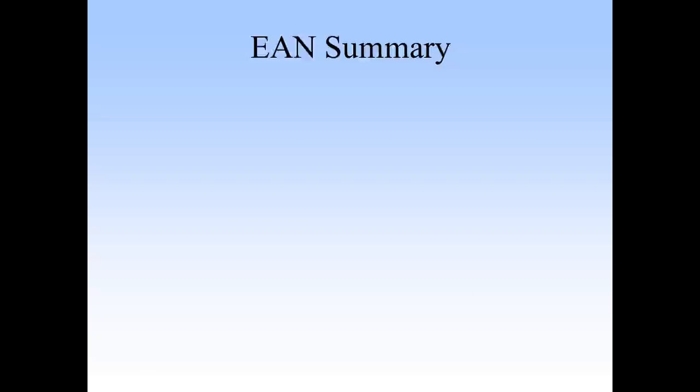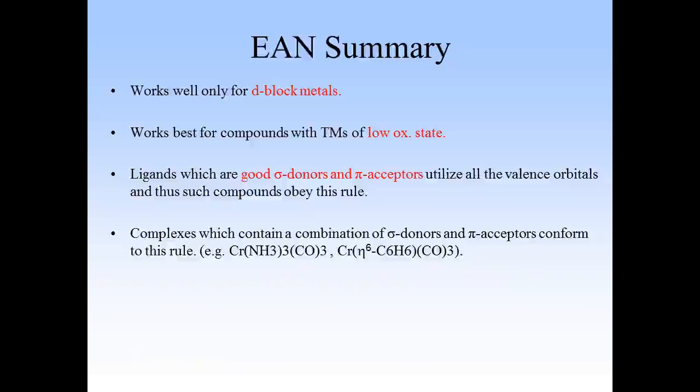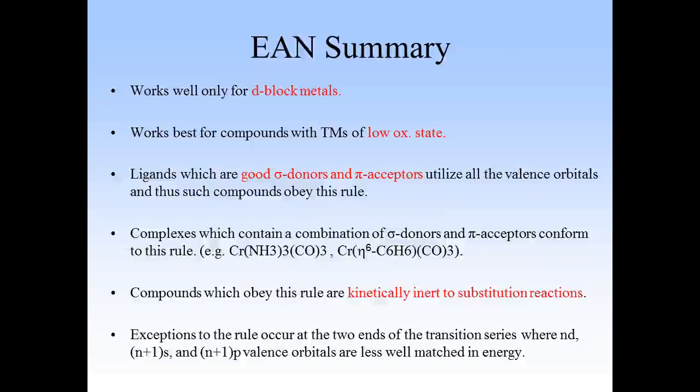Here is a summary of the 18 electron rule, or EAN, which is known as the effective atomic number rule. It works well only for the d block elements, and it works best for compounds with low oxidation state. Ligands which are very good sigma donors and pi acceptors, those types of compounds obey this rule perfectly. Complexes which contain a combination of sigma donors and pi acceptors conform to this rule, and I have given some examples of this.